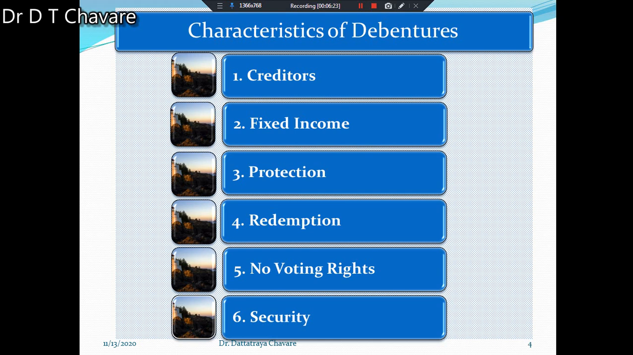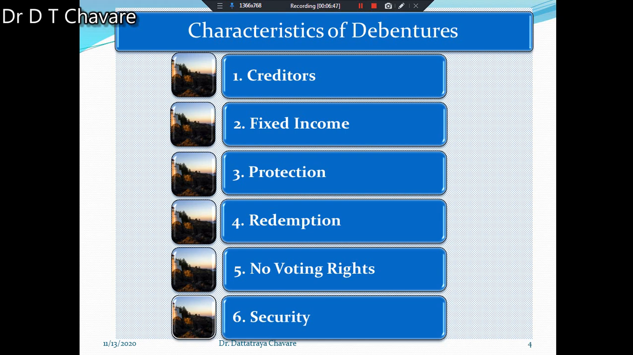Okay, that's why such type of protection is given to the debenture holders. That's why this is the third and important characteristic of the debentures. Then another characteristic I have mentioned there, that is the redemption. The debentures are redeemable or repayable as per agreement.